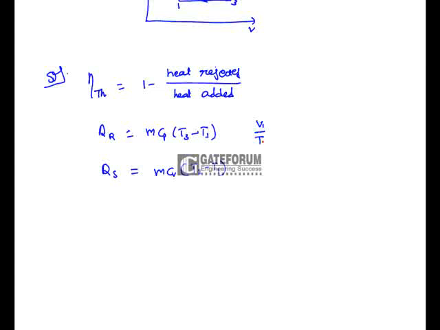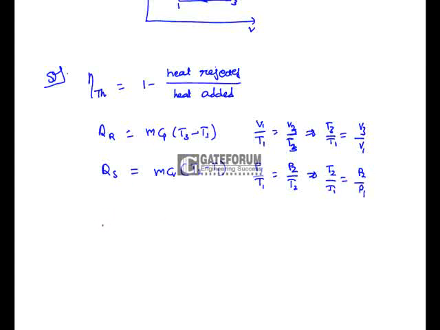T is equal to constant, or V1 by T1 is equal to V2 by T2. Sorry, here it is V1 by T1 equal to V3 by T3. V by T is a constant from 3 to 1, and here the constant volume process, P by T is equal to constant, that is P1 by T1 is equal to P2 by T2. So from this we can write T3 by T1 is equal to V3 by V1, and T2 by T1 is equal to P2 by P1.